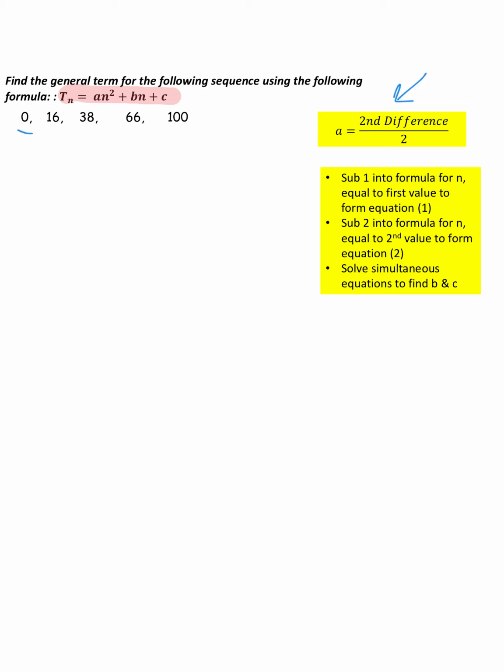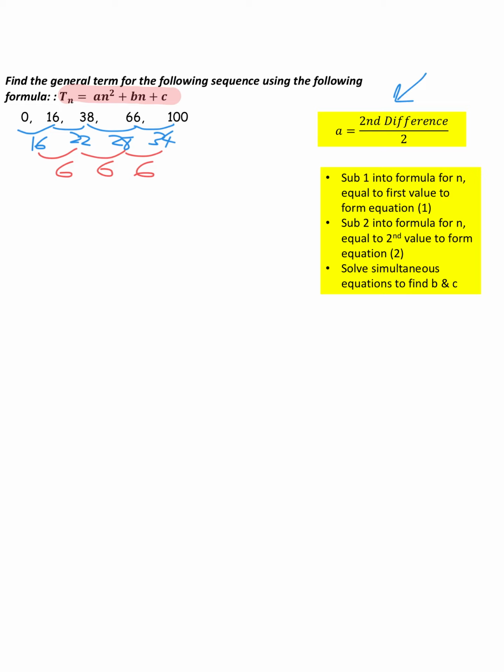So 0 to 16, 16. 16 to 38 then is 22. 38 to 66 then is 28. And 66 to 100 is 34. Now let's get the second difference here. So we can see that that is 6 in all of these. So second difference is constant, that shows it's a quadratic sequence.